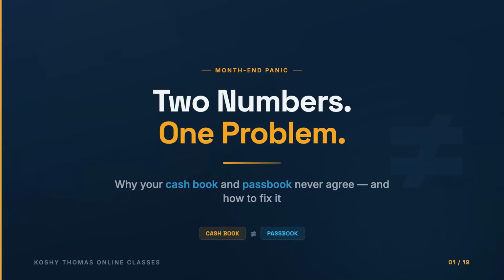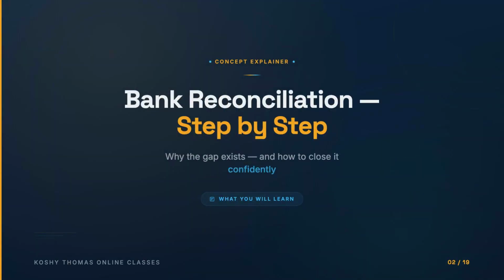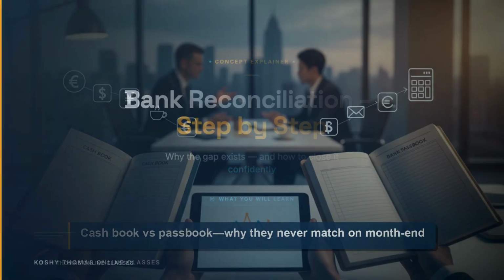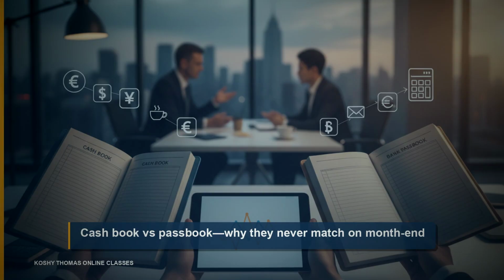Your cash book says one number. The bank passbook says another. And month end is tomorrow. Sound familiar? Every accountant hits this wall. The cash book and the bank passbook show different closing balances, and your reconciliation statement is due. Here is exactly why they differ, and a clean step-by-step method to fix it.